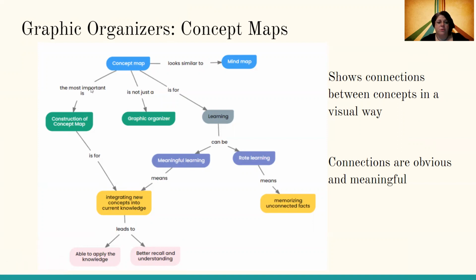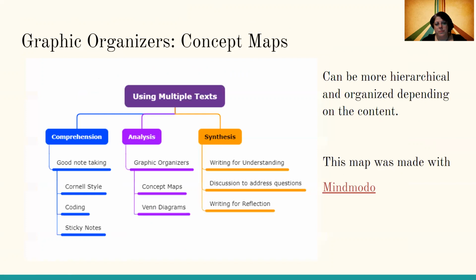It also has good flow. So you can see from a concept map, the most important thing is this, and this is what it's for, and this is what it leads to. So these can be used in different ways to visualize text, whether it's a narrative of what's happening or information that students need to know.